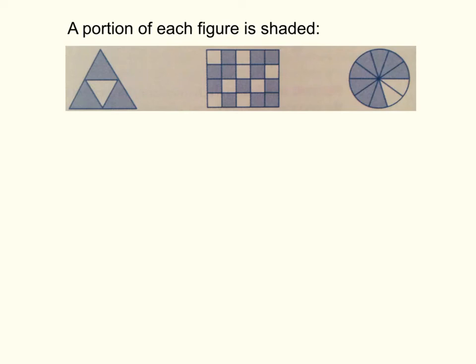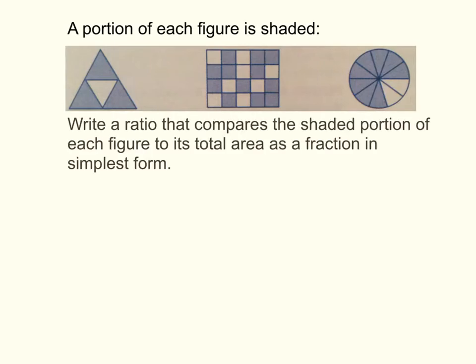Hi everybody. Today we're going to start on chapter 6.5, and this deals with fractions, decimals, and percents. So as you can see, we have three figures, and part of each one of them is shaded. Our first question is going to be, write a ratio that compares the shaded portion of each figure to its total area as a fraction in simplest form.